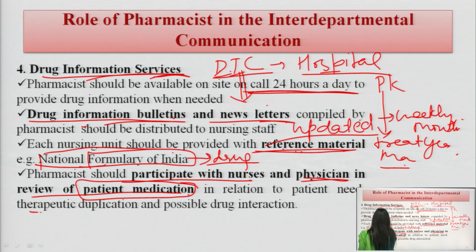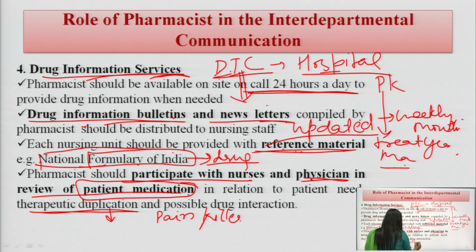And they are trying to remove the therapeutic duplication. Sometimes what happens, if a patient is suffering from 2 or 3 diseases and there are different drugs, I am just giving an example of a painkiller, and I have written 2-3 painkillers with different brand names, or we can say different generic names, but they all are serving the purpose of reducing the pain. So at that time, therapeutic duplication occurs.